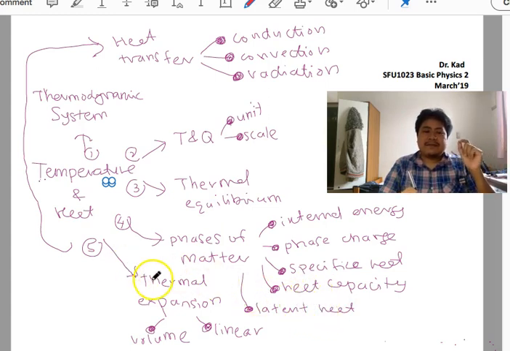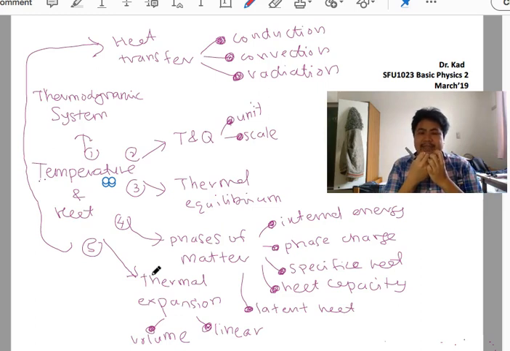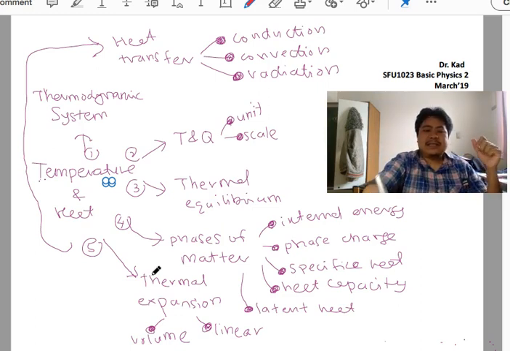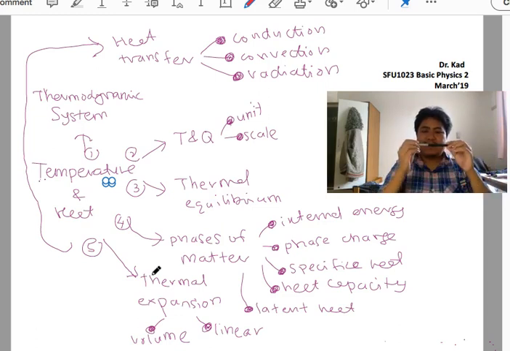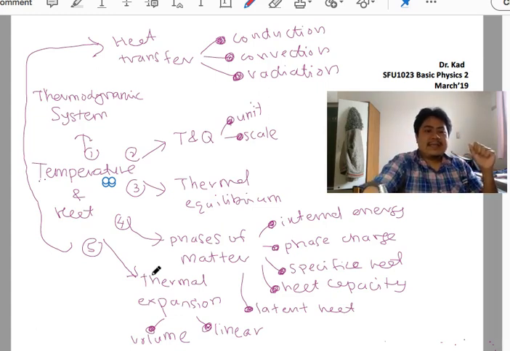And then number 5 is thermal expansion, because if some material absorbs heat, it will expand. So we want to know about thermal expansion in linear form. That means, for example, a pen can expand in length. And next we will go to volume expansion. For example, a balloon, and we heat it, so the balloon becomes larger in volume.